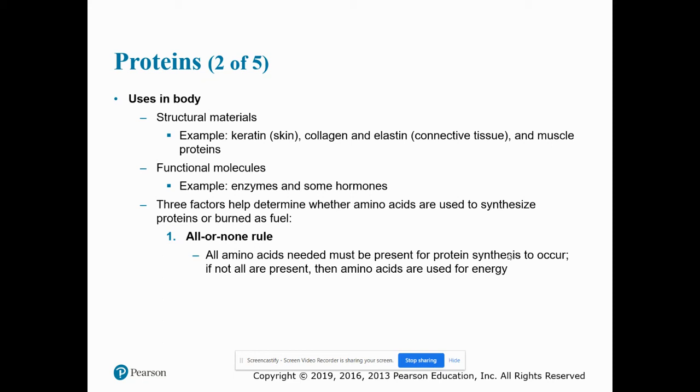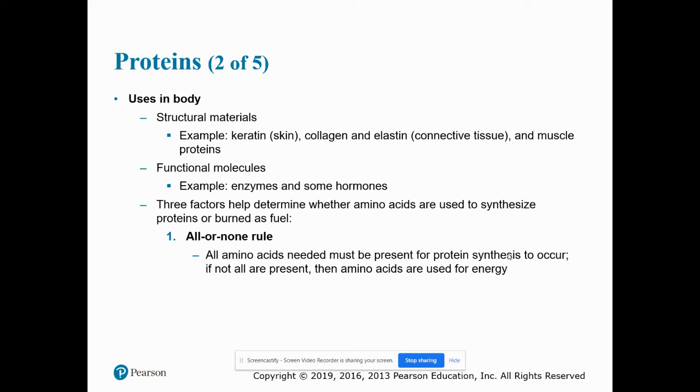Uses in the body. So we have structural materials like keratin in the skin, collagen and elastin in connective tissue, and muscle protein. They also act as functional molecules like enzymes and some hormones. And then there's 3 factors that help determine whether amino acids are used to synthesize proteins or they're burned as fuel.